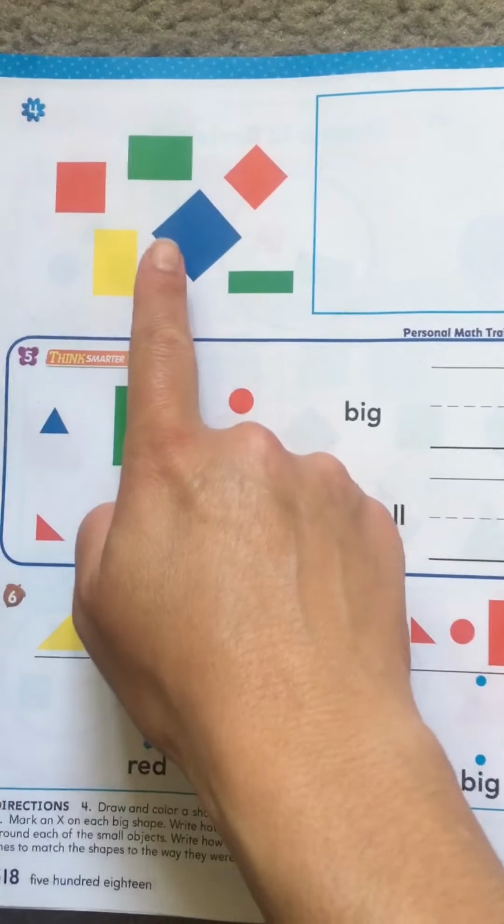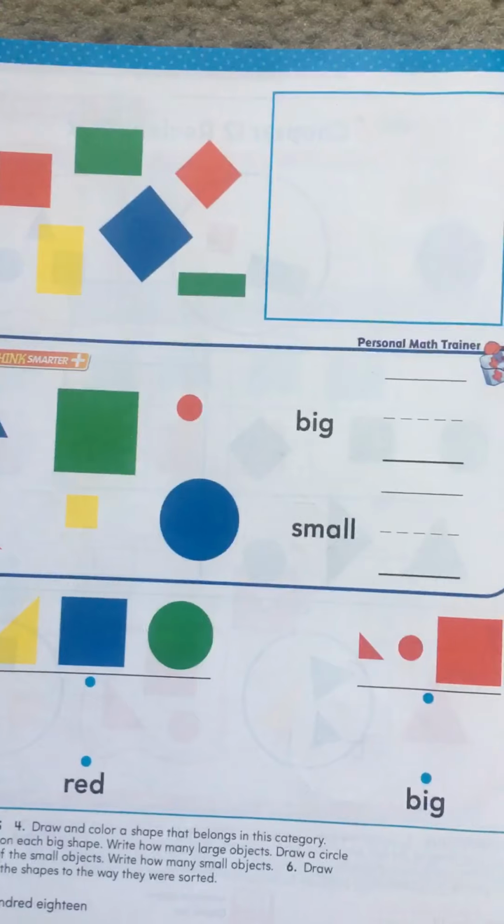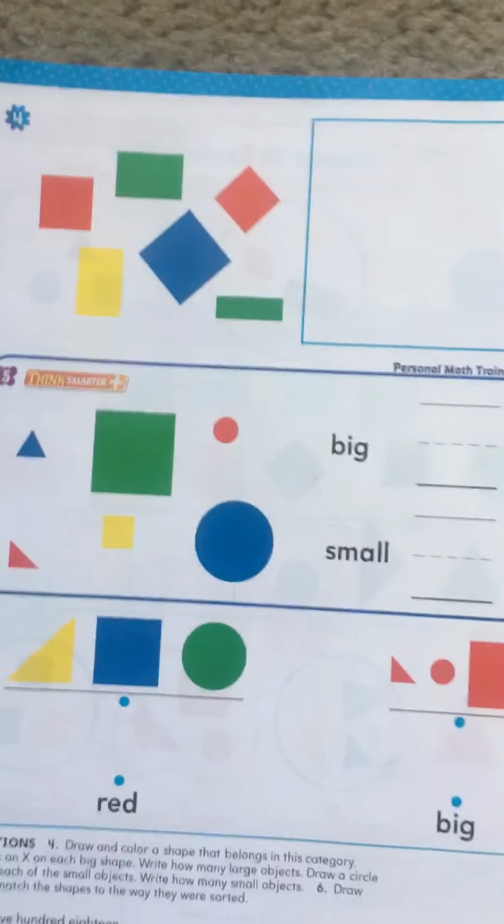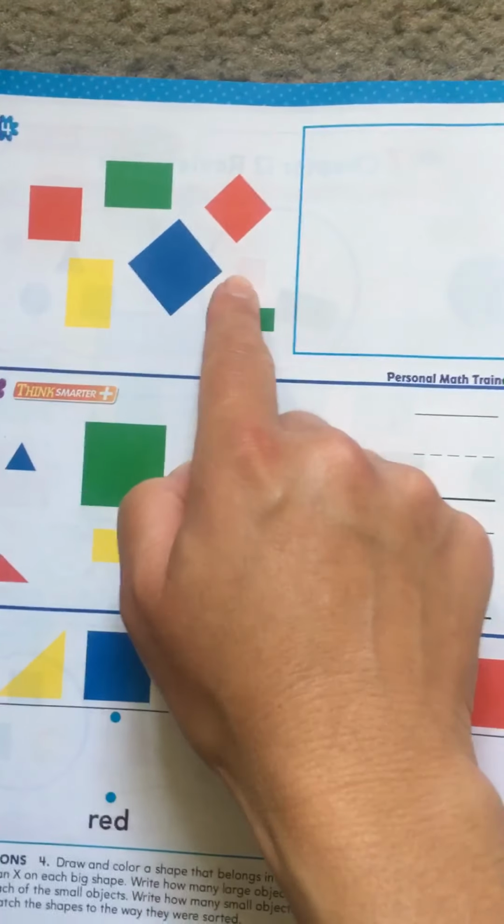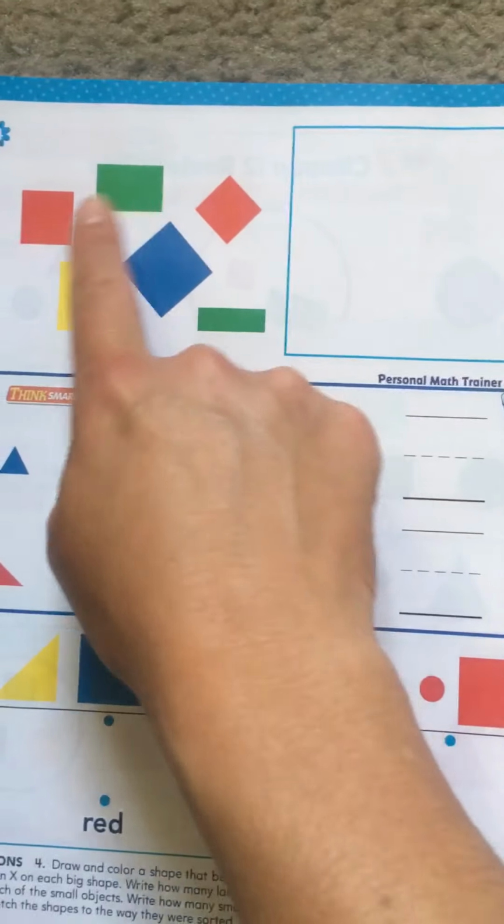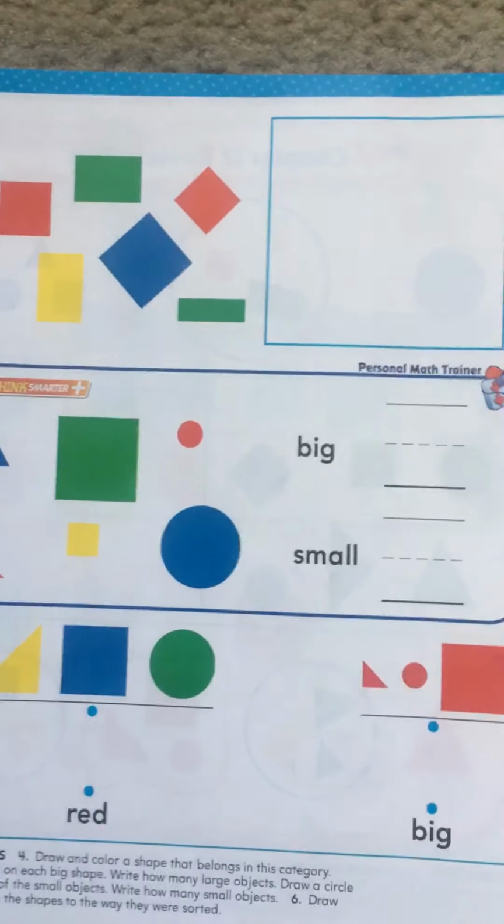518. Number 4. Number 4 says draw and color a shape that belongs in this category. So you're looking at these shapes and colors, and you're going to draw in this box another shape that would belong with this category.